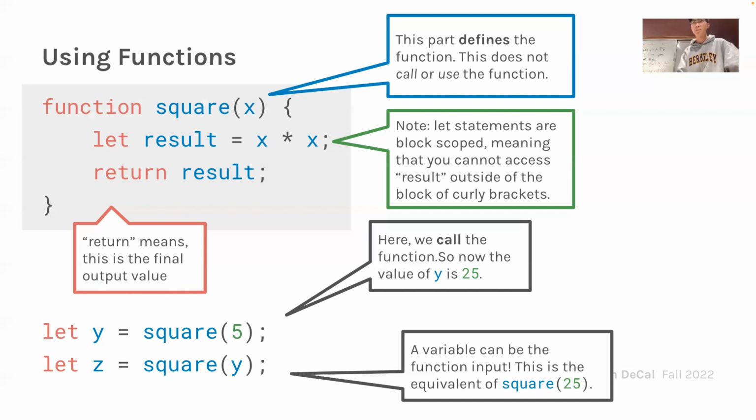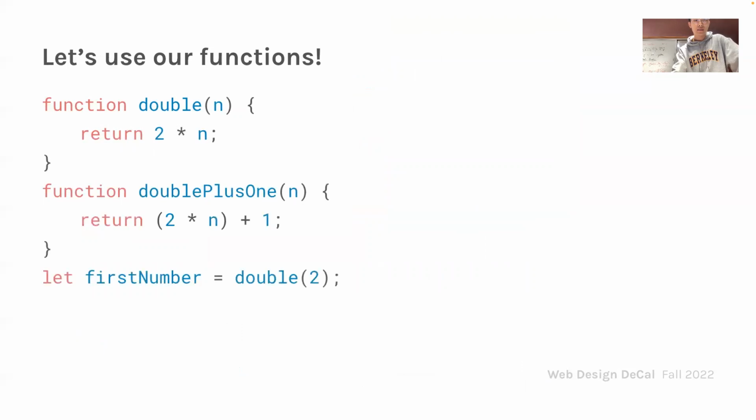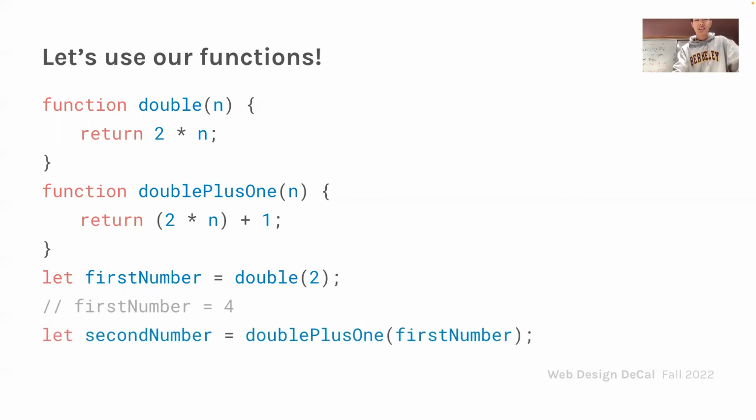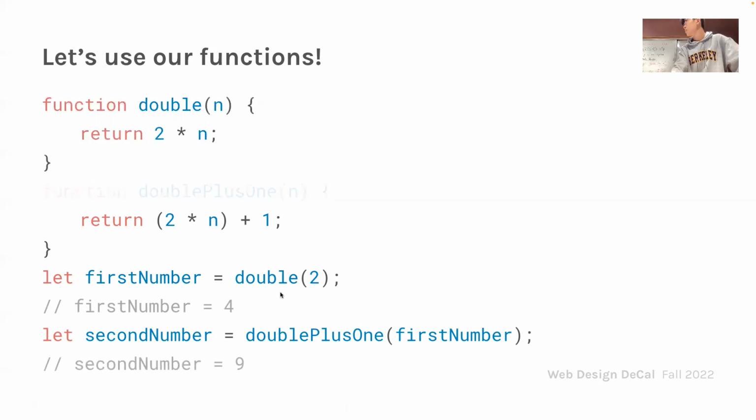Otherwise, if it's pretty clear, let's keep going. So using our functions that we've already defined, does anyone have a guess as to what this should output? So far, it's pretty intuitive. Should just be 4. Same thing here. Notice our first number is 4. Therefore, if we call double plus 1, it should be 9.